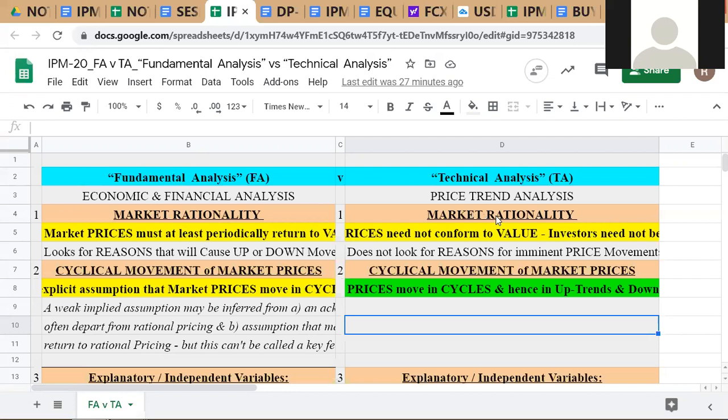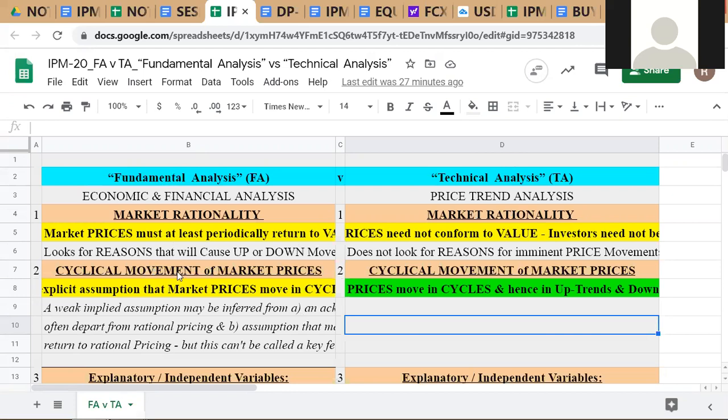I don't see any evidence of that. So I'm not going to come to that conclusion that markets are rational, and I don't see any evidence that even periodically they return to fair value. I don't see any such evidence. The TA guy, this is what he believes. Now this is the second point, cyclicality. So ask yourself, do market prices move in cycles?